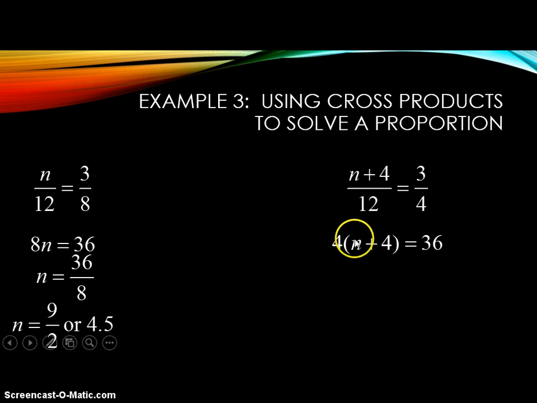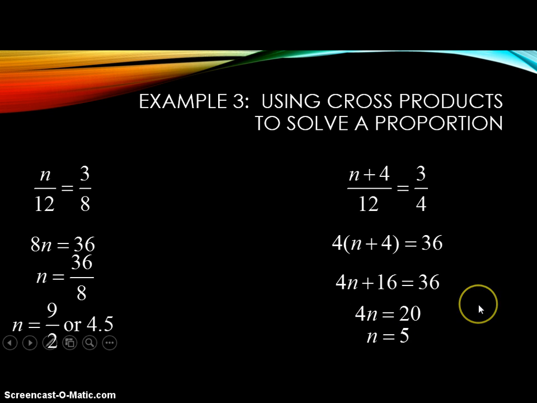All right, and this is a distribution situation. So keep track of any negatives you may have out here, but in this case everything's positive. So we can distribute 4 to the n in the positive 4, and that gives me 4n plus 16 equals 36. I'm going to subtract 16 from both sides, and that gives me 4n equals 20. I'm going to divide both sides by 4, and I'm going to get n equals 5.